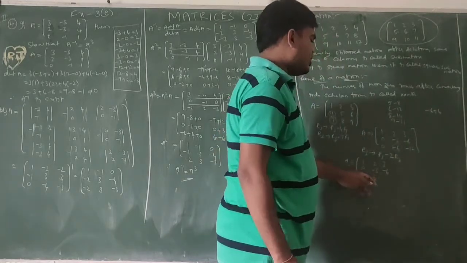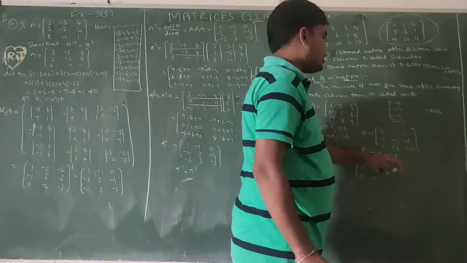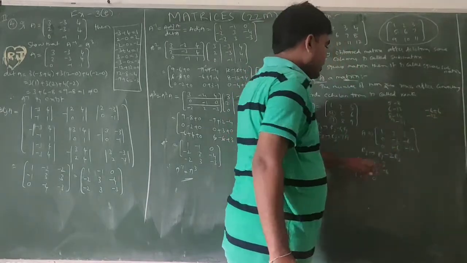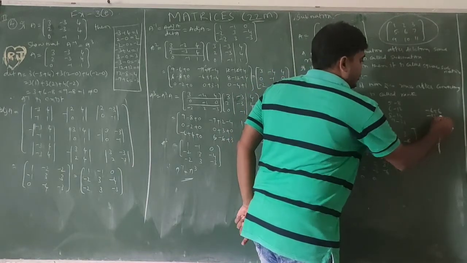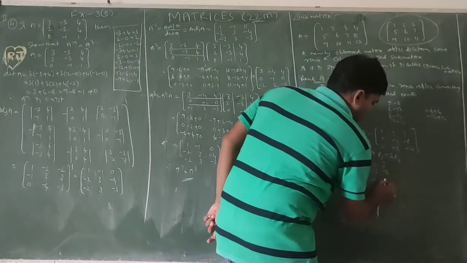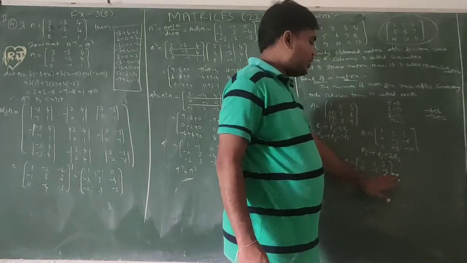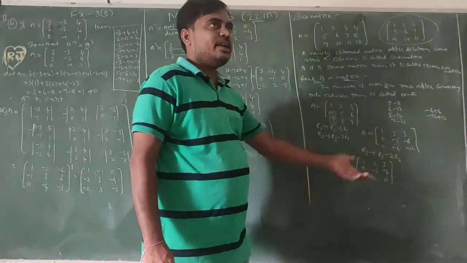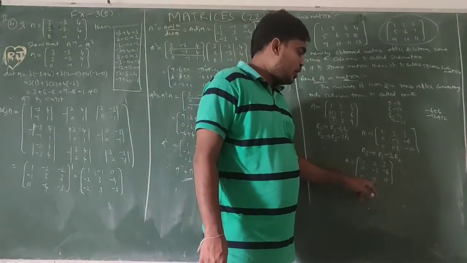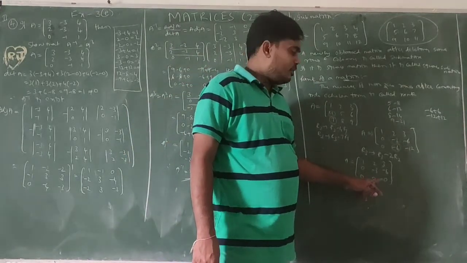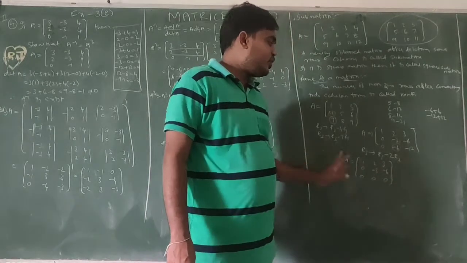We need to convert this one to 0, and automatically it is 0. Next, minus 12, minus 2 into minus 6 is plus 12, minus 12 plus 12 equal to 0. Actually, I don't want to convert this one to 0, but it is already equal to 0. My intention was to convert this one only to 0, but even though this one is also equal to 0.